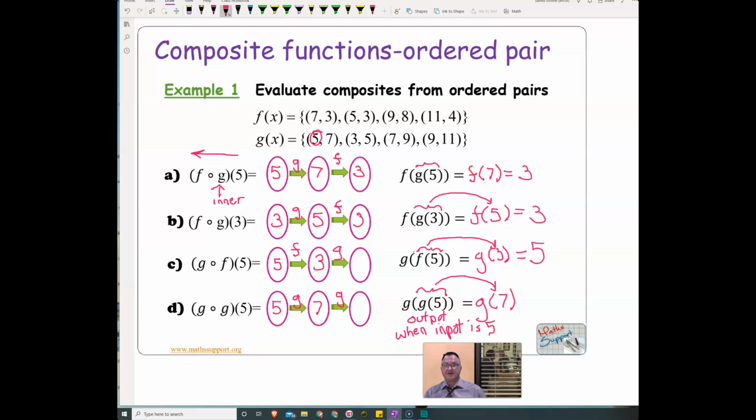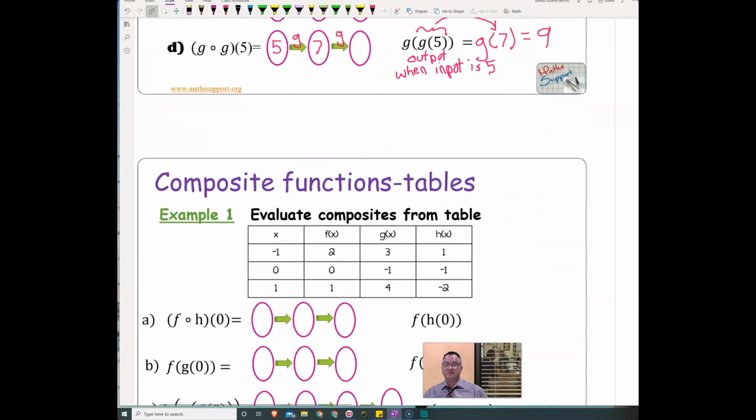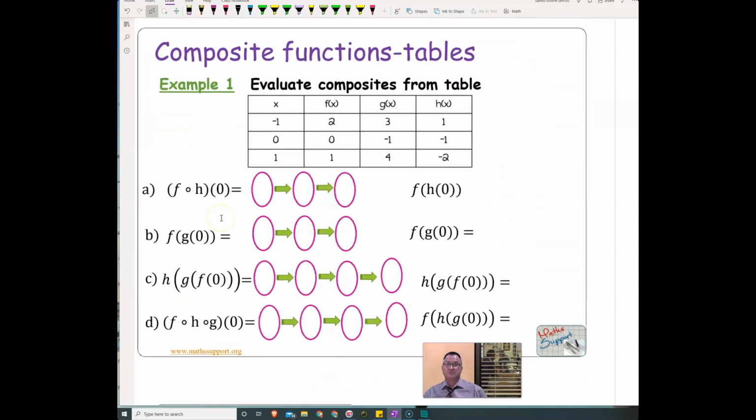That's what G of 5 represents. Okay, so then I go up here and I look, well, if the input is now 7, the output would be 9. So that's how you evaluate composite functions if you're dealing with ordered pairs.